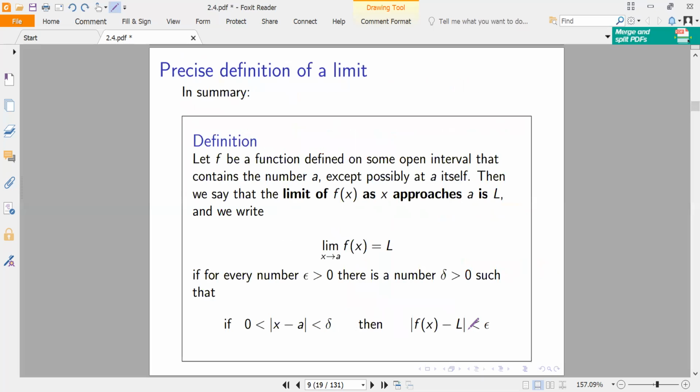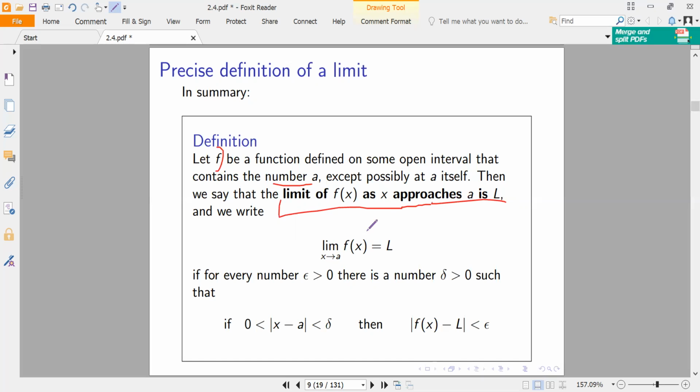So let's see if we can generalize this and come up with a definition. Remember, this is now the precise definition. It's not intuitive. We're not trying to be vague. We're trying to be precise so that we can prove that the limit exists and what the limit is. Because we're generalizing, let f be some function defined on some open interval that contains the number a, except possibly at a. It means we want f to be defined around a. Then we can say that the limit of f of x as x approaches a is L.